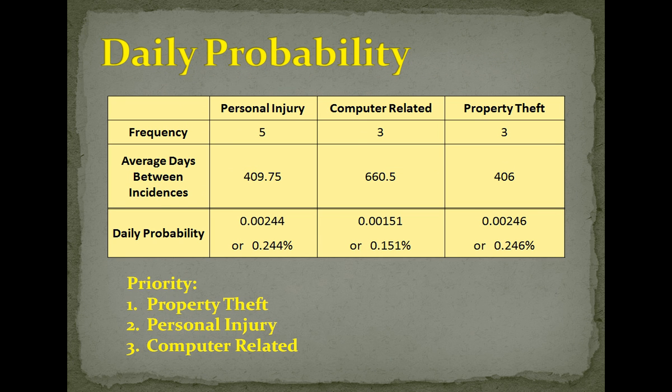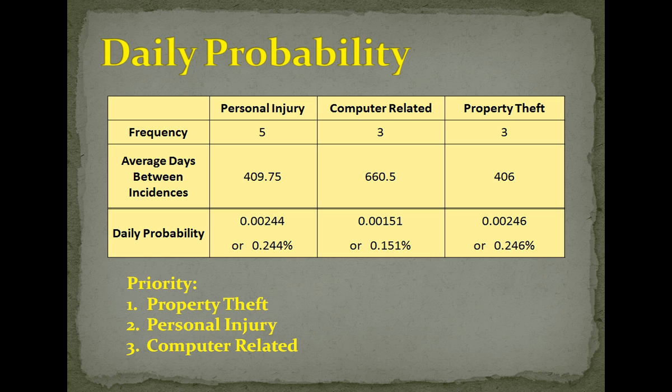The next step is to calculate the daily probability of a security incident occurring from each category. The average days between incidents was calculated for each category and each is shown in the table here. The daily probability is calculated simply by dividing 1 by the average number of days between incidences. Thus, 1 divided by 406 gives the daily probability of property theft of about 0.246%. Finally, one should rank the events from most to least probable.